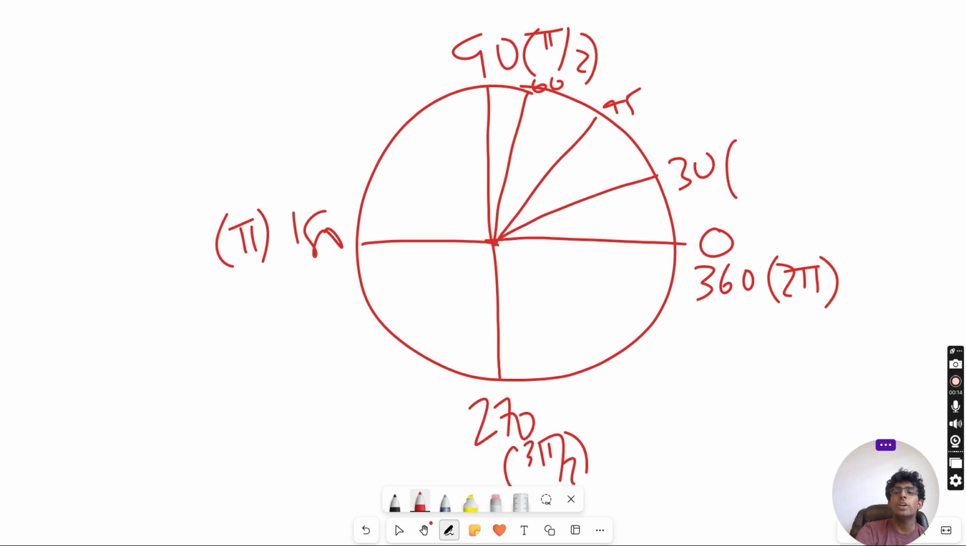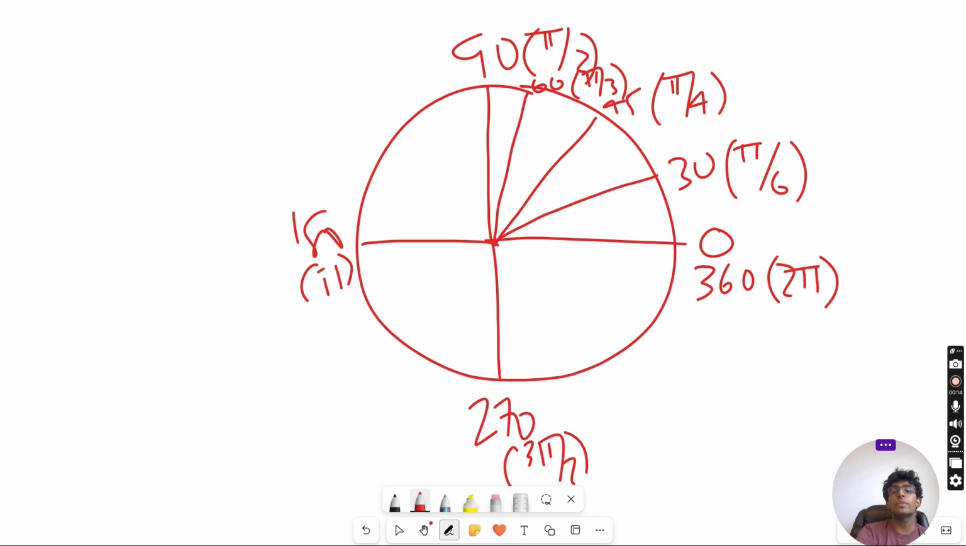So 30 in terms of radians, right? If we were to do 30 times pi over 180, we're going to get pi over 6. 45 is pi over 4. And 60 is pi over 3. So now it's important to memorize these trig values that I'm about to give you, all right?